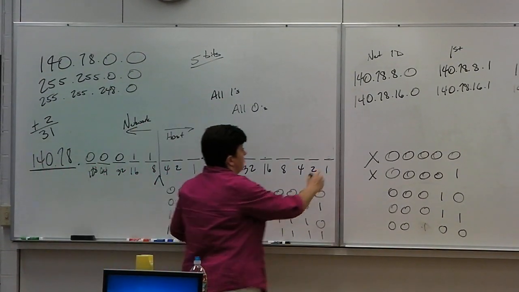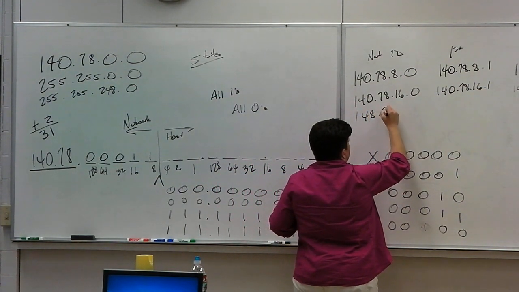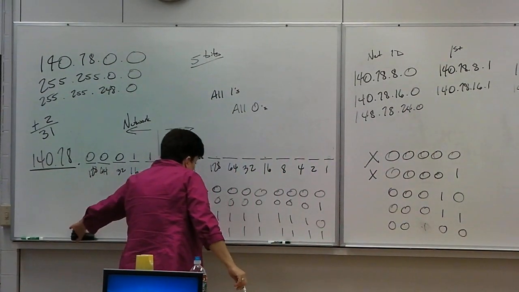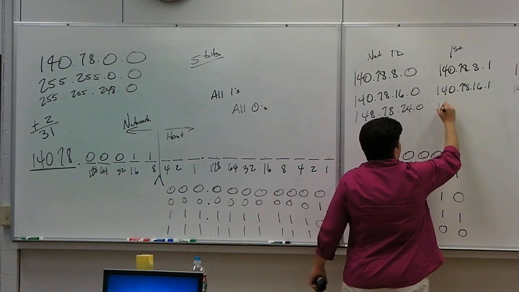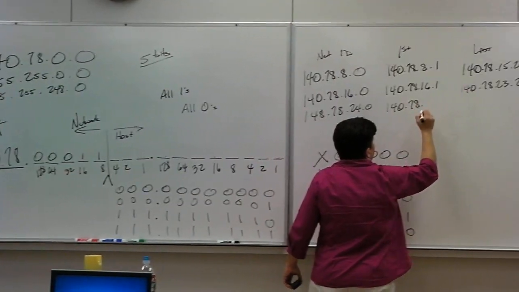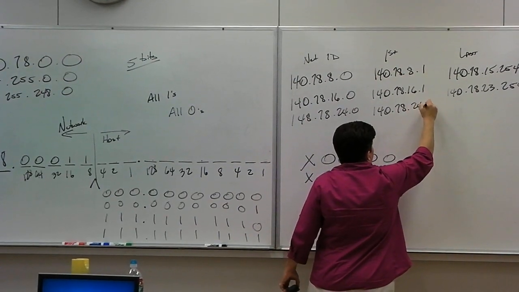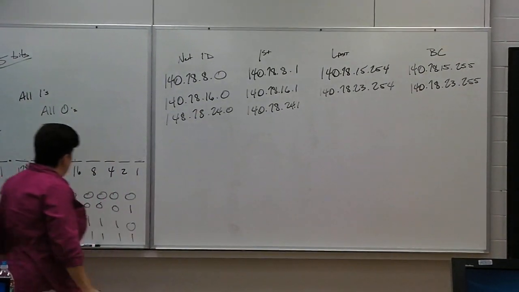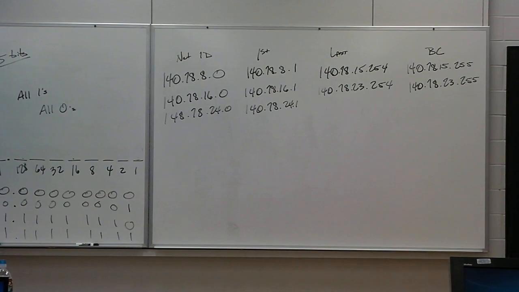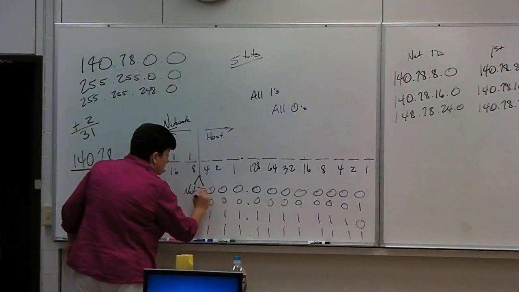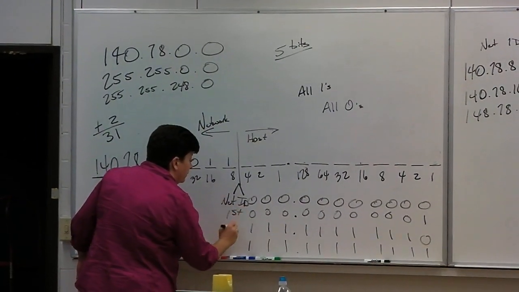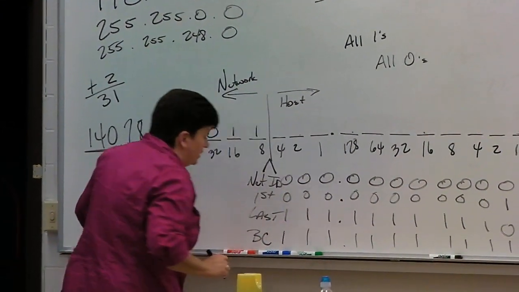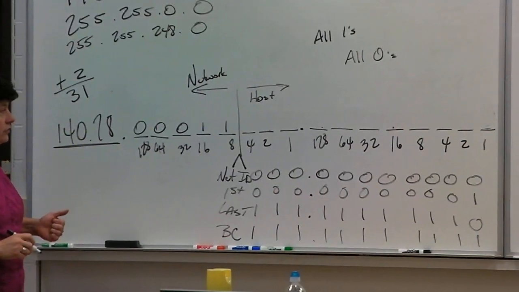140.78.32.0/24. Okay. So what's the first usable address? Yep. So that makes this one, this is your network ID. This is the first usable. This is the last usable. And all ones is the broadcast. So what's my broadcast address for this?